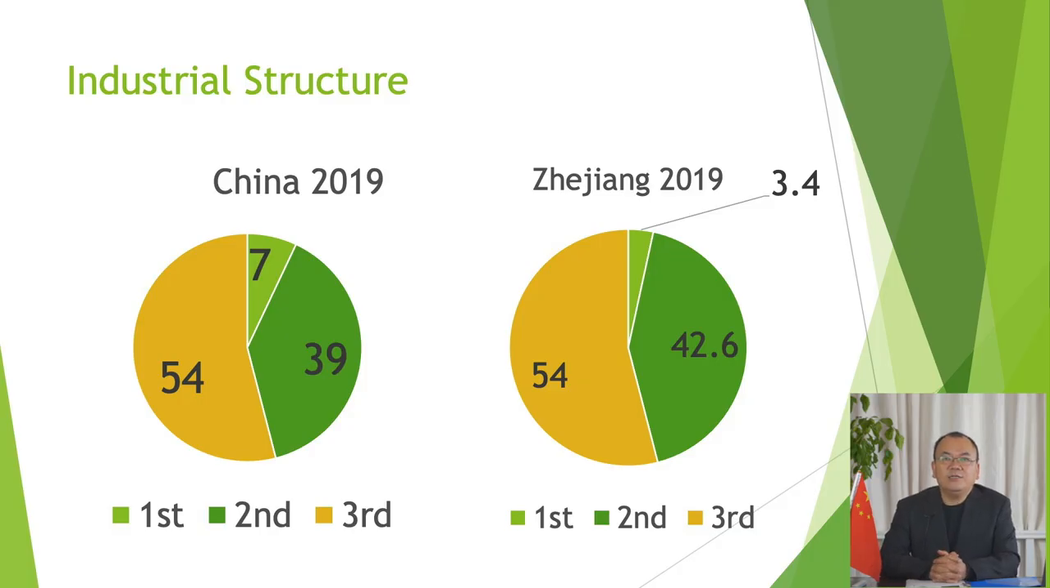For industrial structure, here is the comparisons between Zhejiang and China as a total. You can see for Zhejiang province, even we have the same percentage of third industry, however, our first industry have only 3.4%. So compared with China, this means that Zhejiang province has a relatively advanced second industry and a little weak in the first industry.